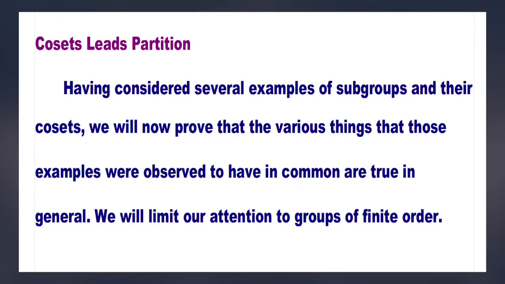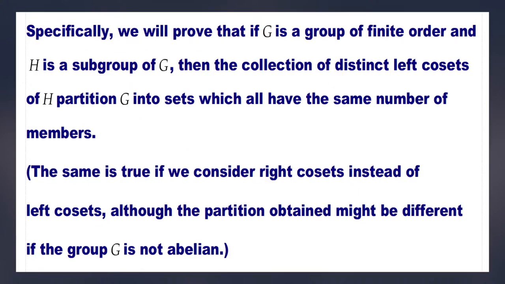Cosets lead to partitions. Having considered several examples of subgroups and their cosets, we will now prove that the various things that those examples were observed to have in common are true in general. We will limit our attention to groups of finite order. Specifically, we will prove that if G is a group of finite order and H is a subgroup of G, then the collection of distinct left cosets of H partition G into sets which all have the same number of members. The same is true if we consider right cosets instead of left cosets, although the partition obtained might be different if the group G is not abelian.